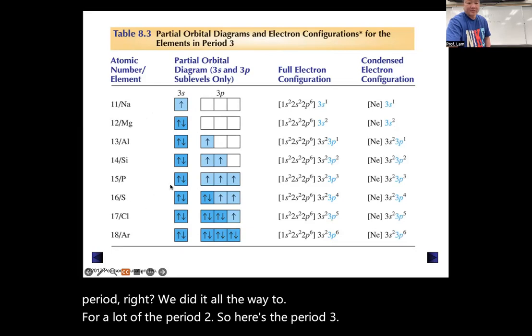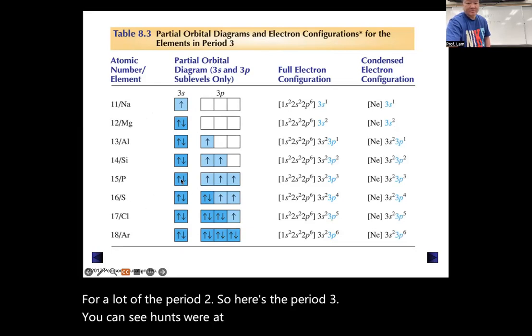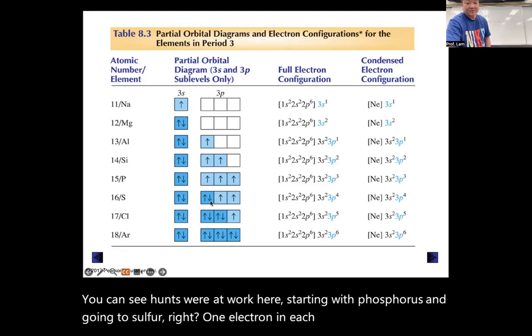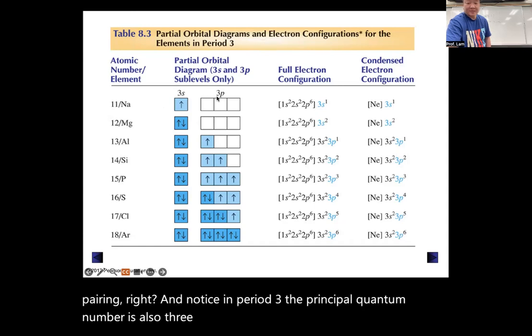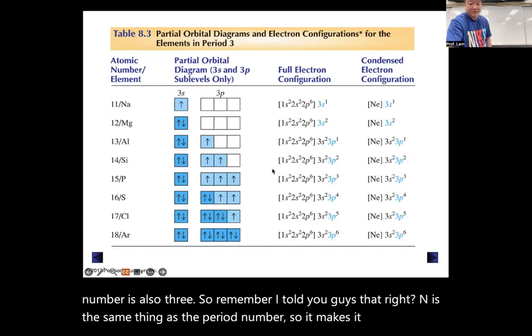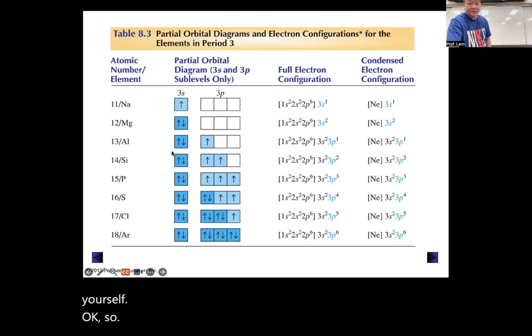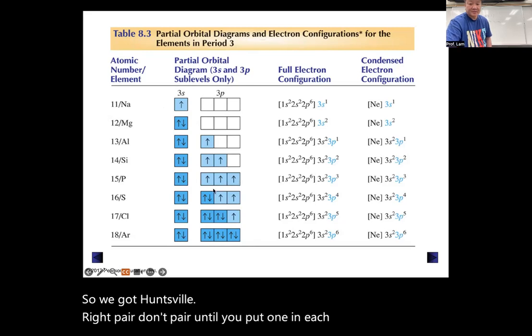You can see Hund's rule at work here, starting with phosphorus and going to sulfur, right? 1 electron in each of the 3p orbitals before pairing, right? And notice in period 3, the principal quantum number is also 3. Remember I told you guys that, right? n is the same thing as the period number, so it makes it easy to orient yourself. Okay, so what else do we notice here? Yeah, so we got Hund's rule, right? Don't pair until you put 1 in each box.